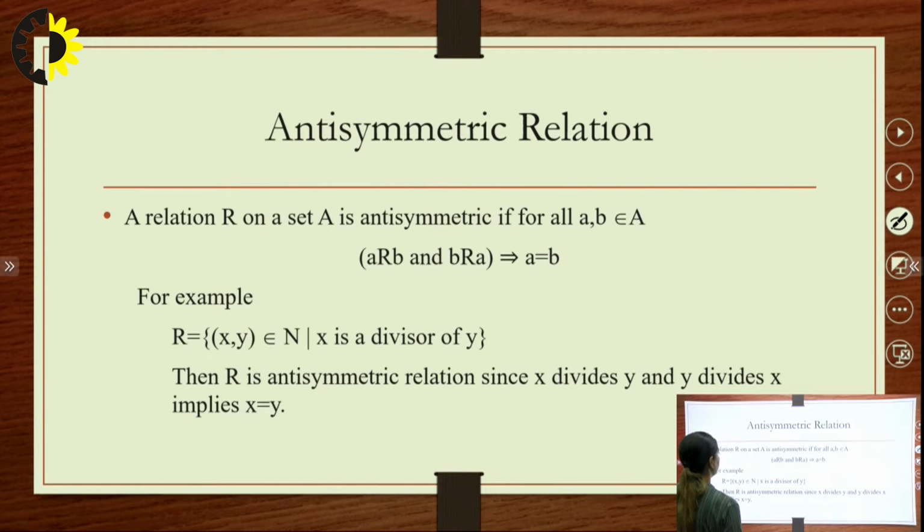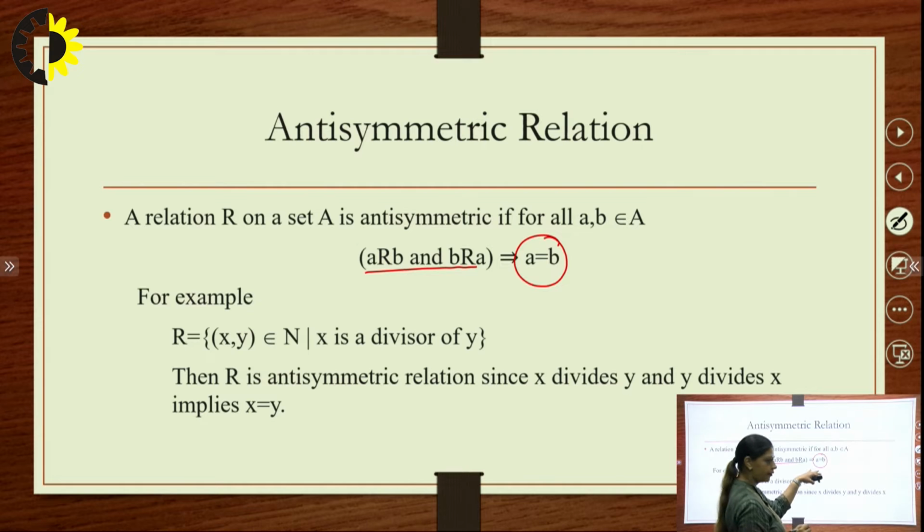Antisymmetric relation means if A is related to B and B is related to A are both present in the relation, then it should imply that A is equal to B. If this condition is not possible in that relation, even if these two are present, then this relation is not antisymmetric. This has to be true, only then the antisymmetric property is true for the relation.